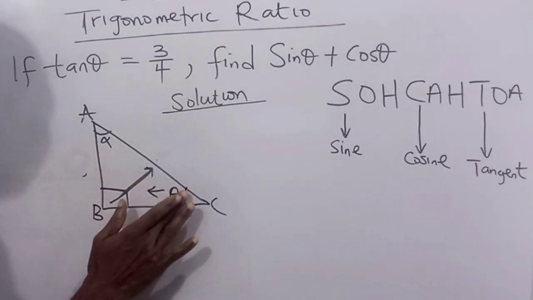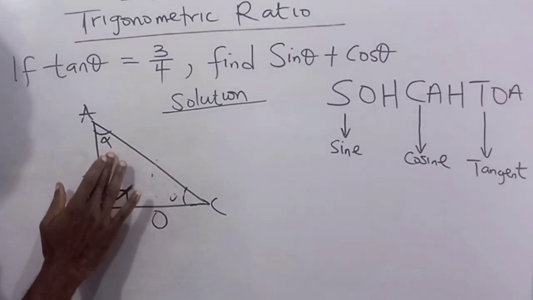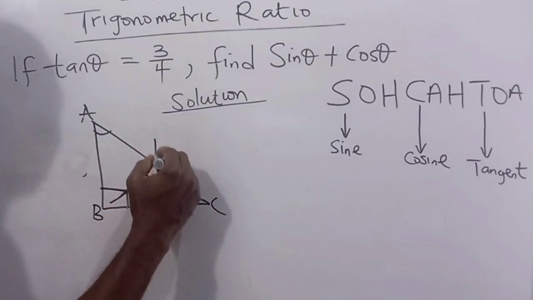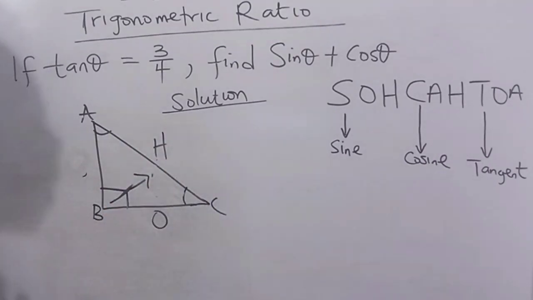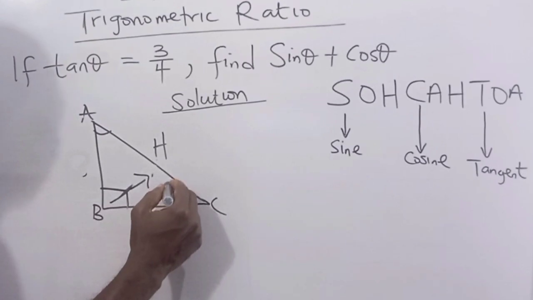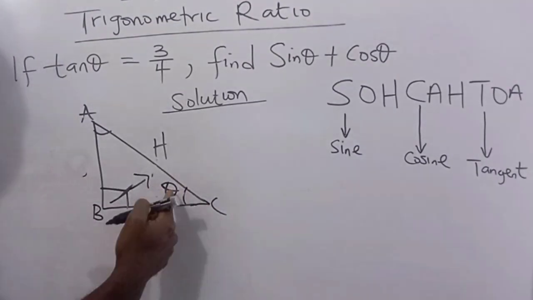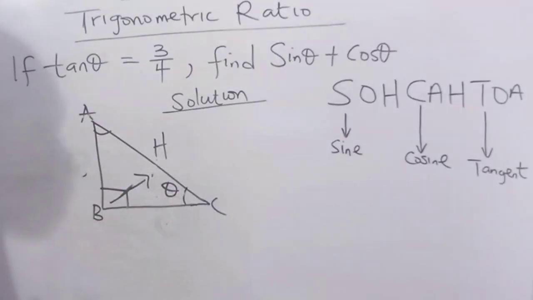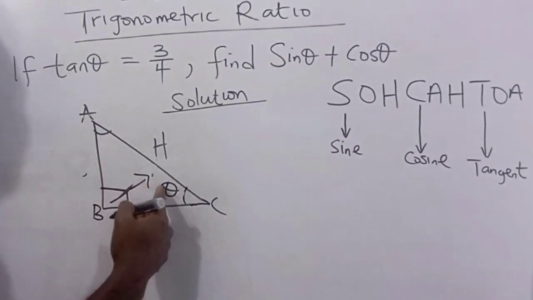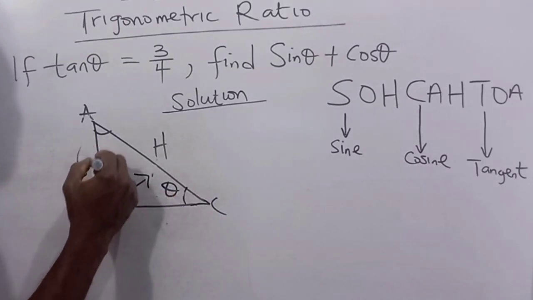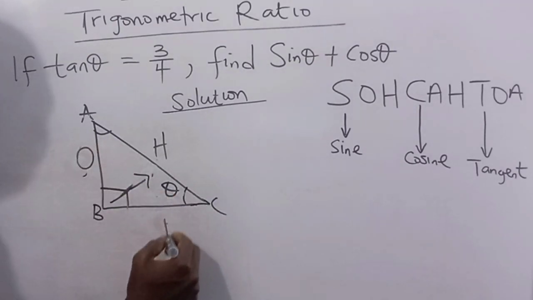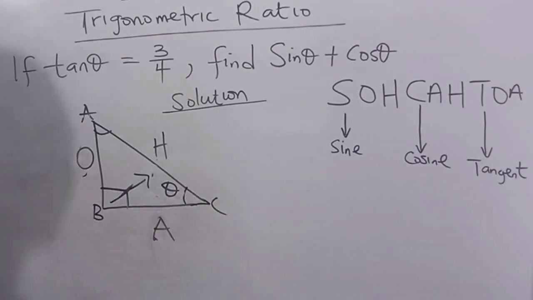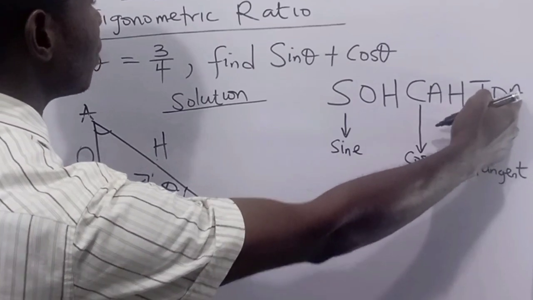So the first side to be identified is the hypotenuse. Then the second side to be identified is the opposite, the side opposite to the angle under consideration. So if we are considering theta, this becomes the opposite, and the third side becomes the adjacent. Tan gives the ratio of the opposite to the adjacent.